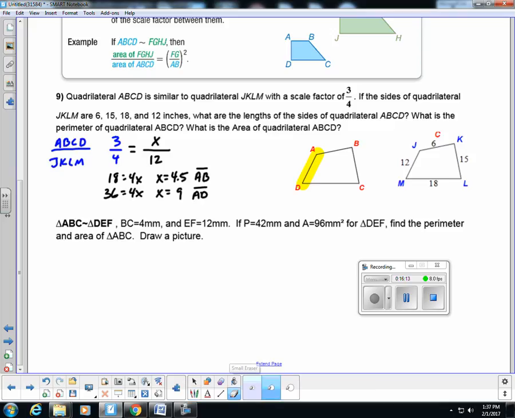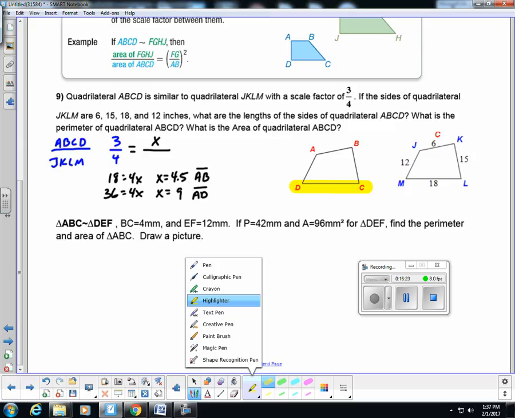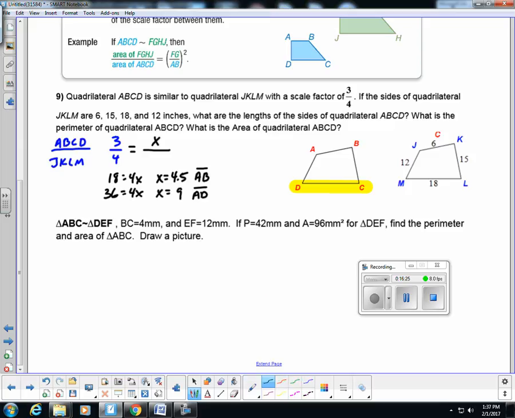Well, now we want to know another side. So let's find the length of DC. Well, which side corresponds to DC? ML. Well, ML is 18. So now 18 times 3, which is 54, equals 4x. So x is equal to 13.5. And that's the length of DC.